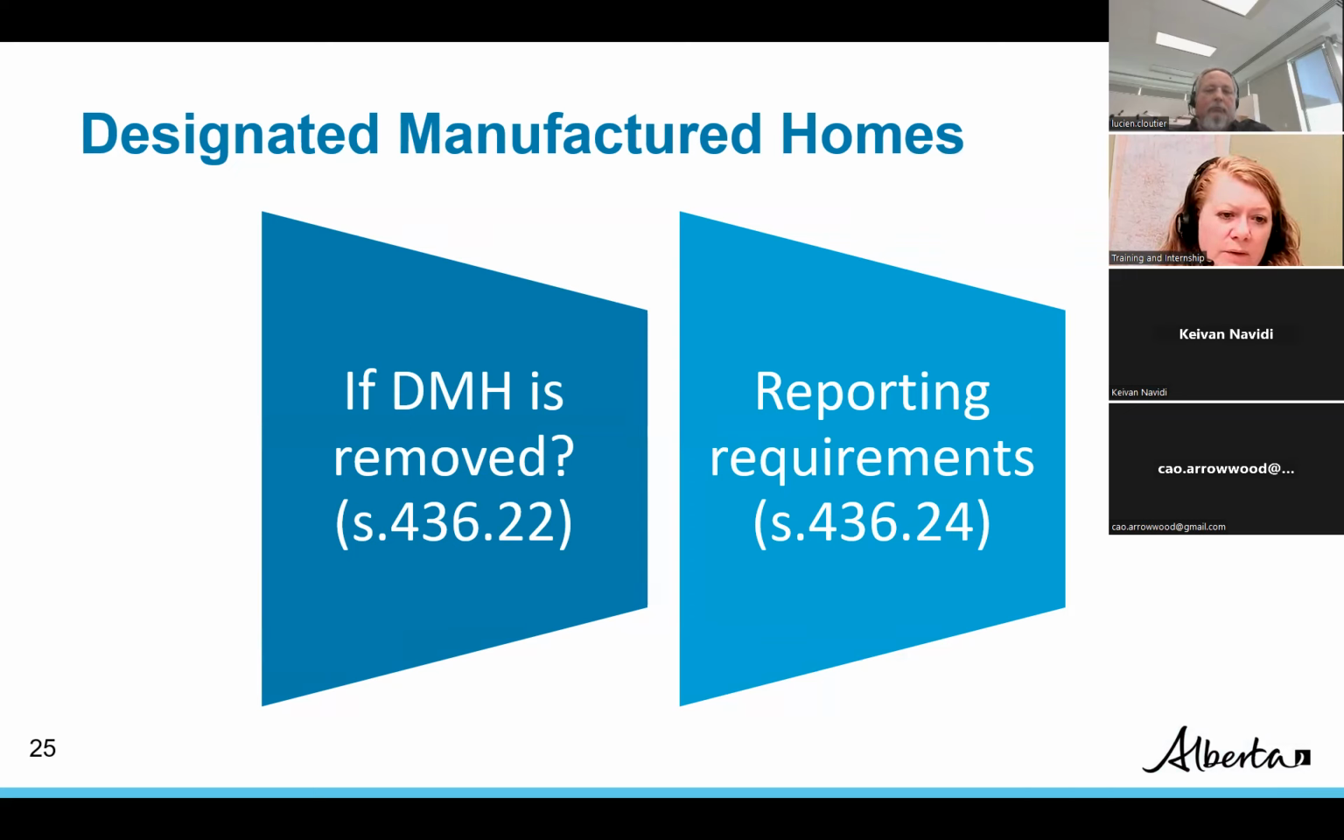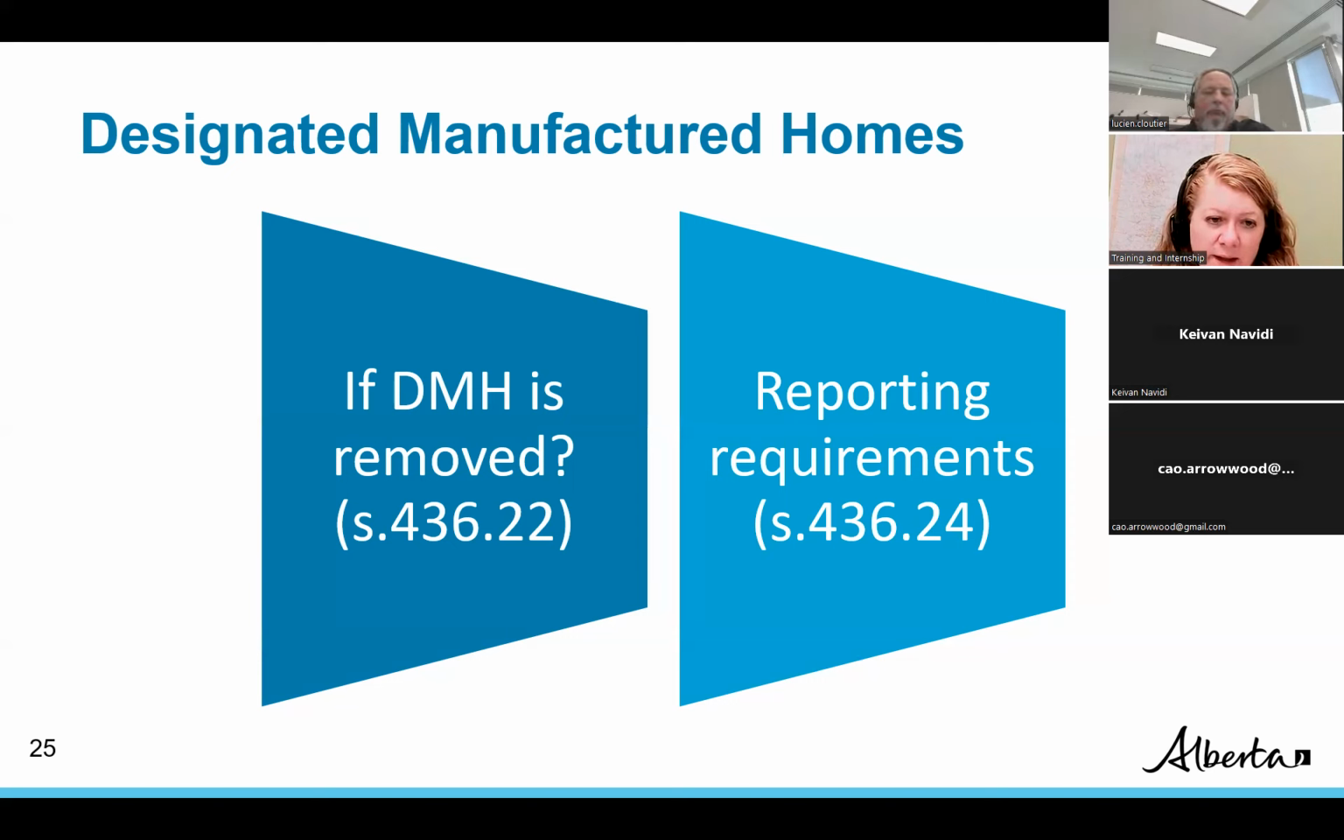If the DMH is moved to or its site becomes part of another municipality, the receiving municipality must continue the tax recovery proceedings. The designated officer of the receiving municipality should ensure that a financing change statement is registered to list the new municipality as the secured party. The new municipality must continue with the proceedings, and if they receive sufficient funds, they must provide the original municipality with costs they incurred in connection with the tax recovery proceedings for the DMH. And that's covered in 436.22.